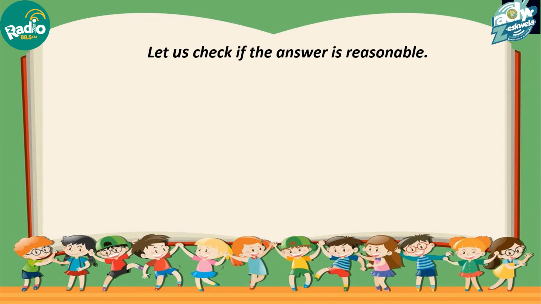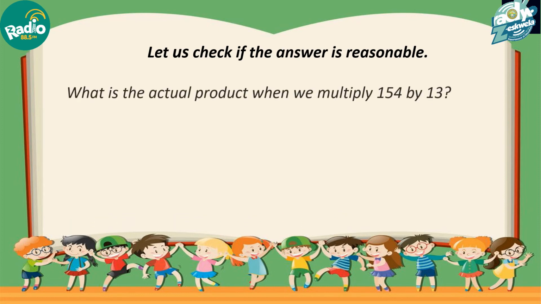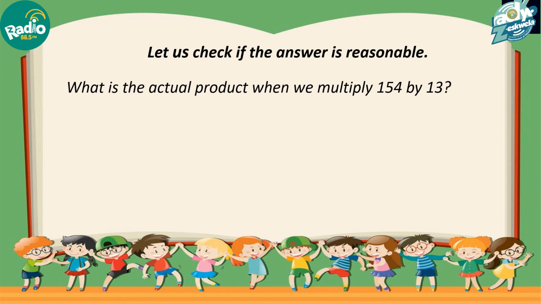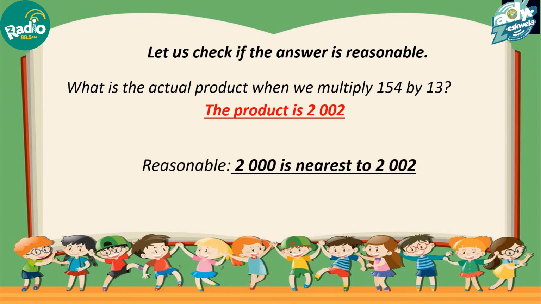Now, let us check if our answer is reasonable. What is the actual product when we multiply 154 by 13? Excellent! The product is 2002. Is it reasonable? Yes, it is, because 2000 is nearest to 2002. Therefore, our answer is reasonable. Congratulations!